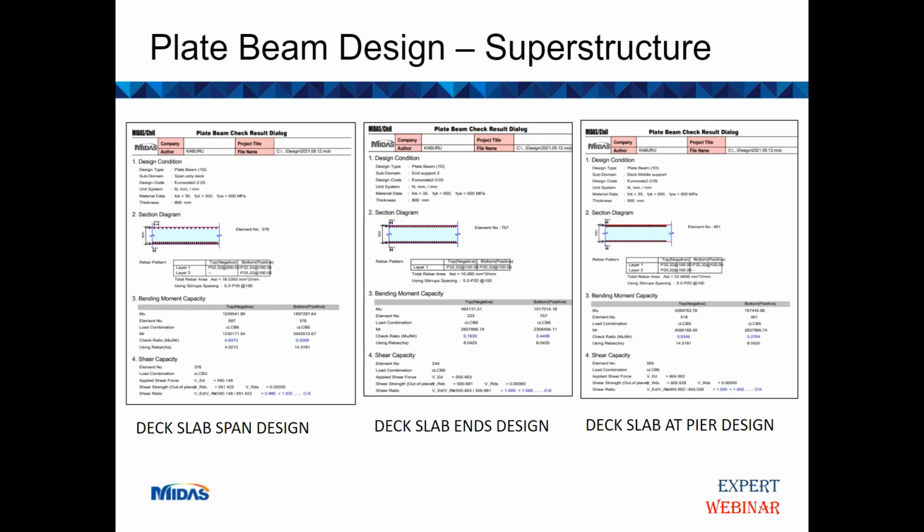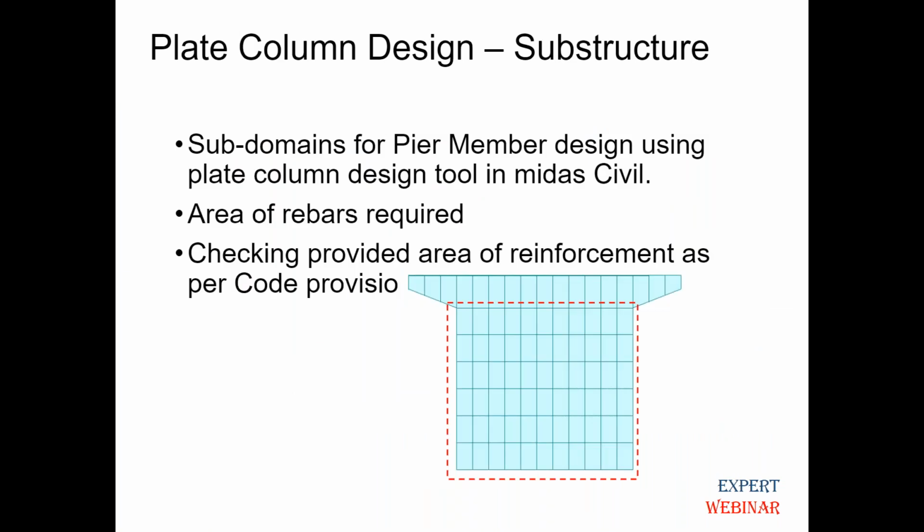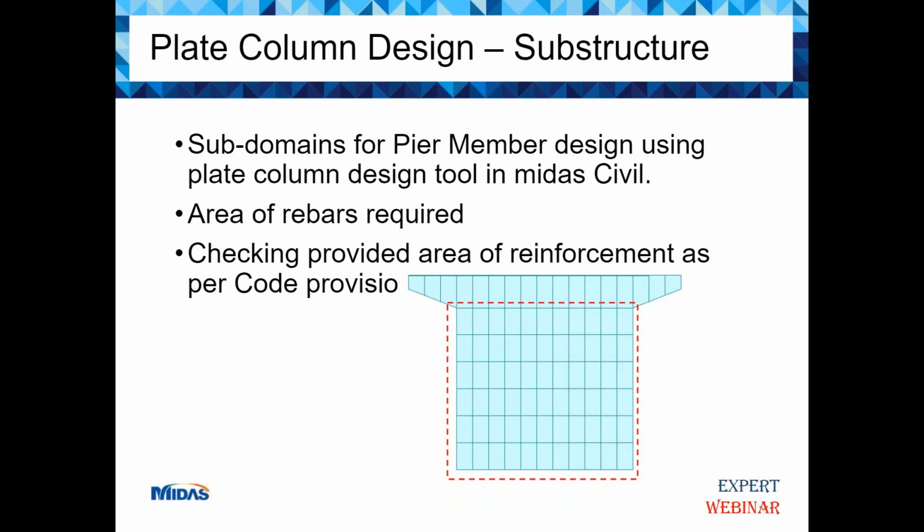Plate column design. Of course, the other one was plate beam design, but you can even do a plate column design when you're using Midas. You do the same thing. You make a domain, then you make a subdomain. In the subdomain, you specify the area of rebars required. Then after that, of course, you go into the actual design of your plate element. And these are some of the results that Midas gives. Of course, these are the results that we got.